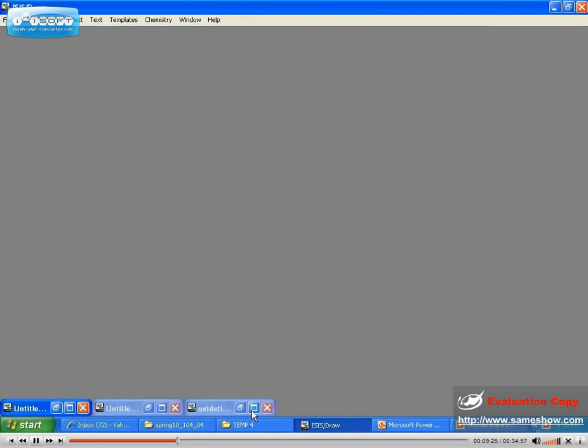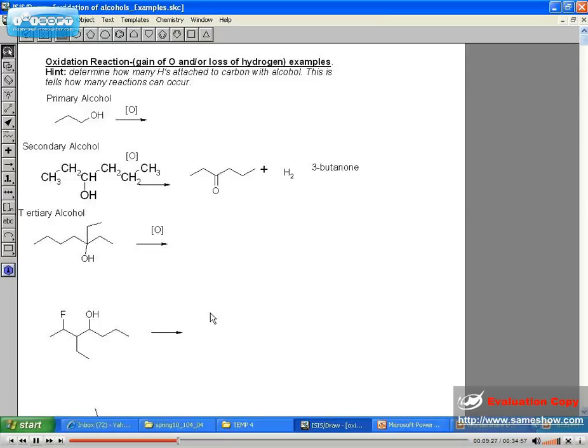Now, going back to our original example, so in this top one, first thing we need to figure out is if an alcohol is a primary, secondary, or tertiary alcohol. So in this case, the alcohol is connected to this carbon right here, and this carbon is connected to only 1 other carbon, so therefore it's a primary alcohol.